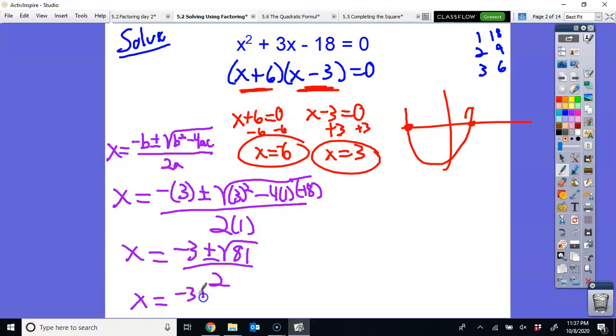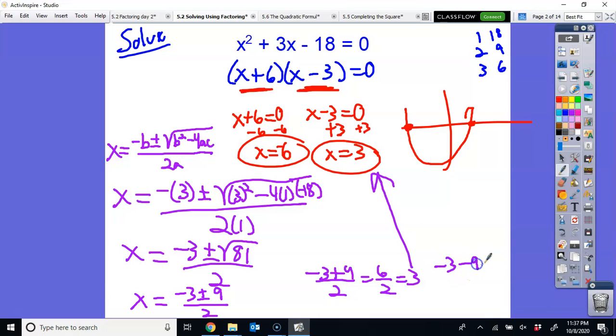This will be -3 plus or minus 9 over 2. What's -3 plus 9? Well, that's 6. 6 over 2 is 3. There's one of my answers. Well, what's negative 3 minus 9 over 2? Well, that's negative 12 over 2, which is negative 6. There's my other answer. You get the same answers.